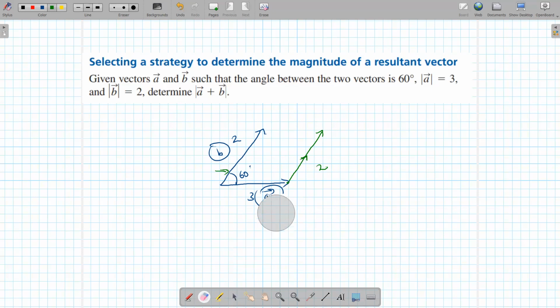Why did I do this? Because it's in the right format. It's in the tip-to-tail format. So that's A, that's B. A plus B is going to be start at the origin, wherever you started, go all the way to the end like that. And this right here is going to be A plus B. You understand that? We had to move it because it was not in a tip-to-tail fashion format.